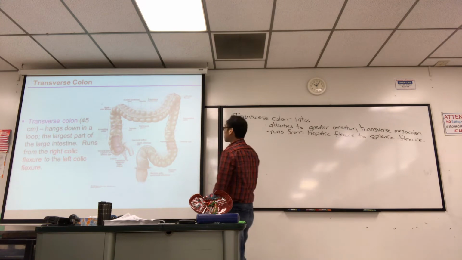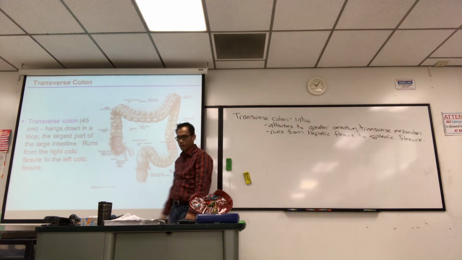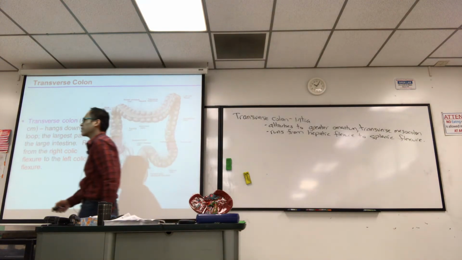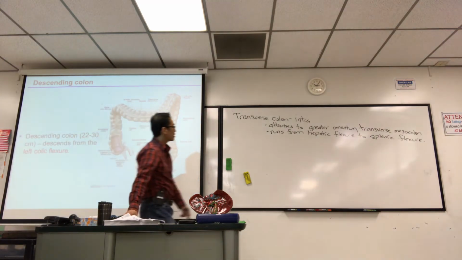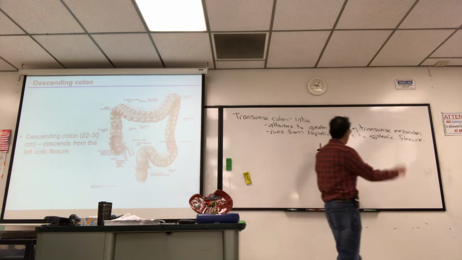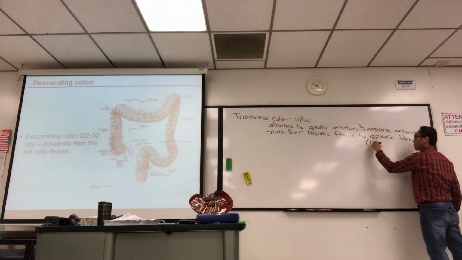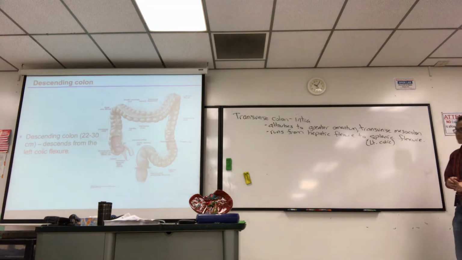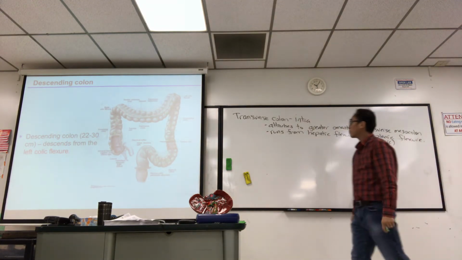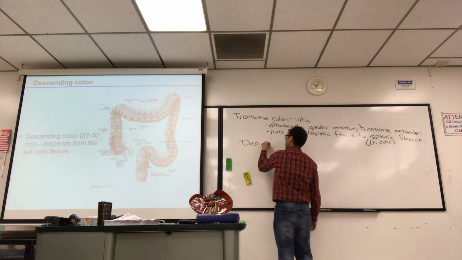All right, the other thing is that when you get to this flexure on the way down, you simply call it descending colon. So I wrote hepatic flexure and splenic flexure. The other name for splenic flexure is left colon flexure, because let's remember, liver on the right, spleen on the left. Descending colon is next.